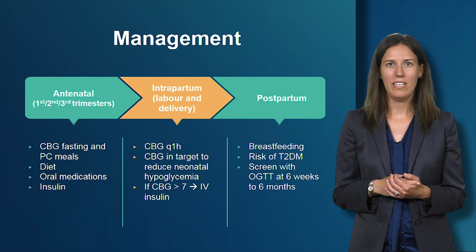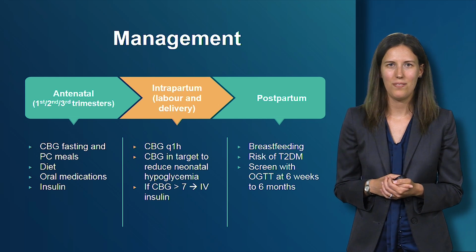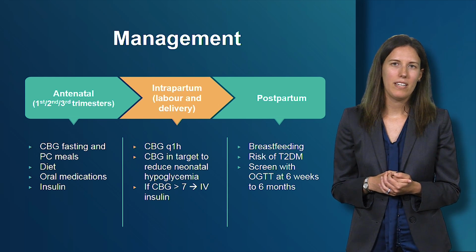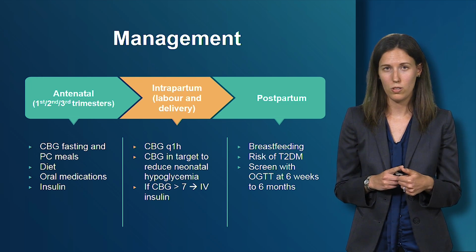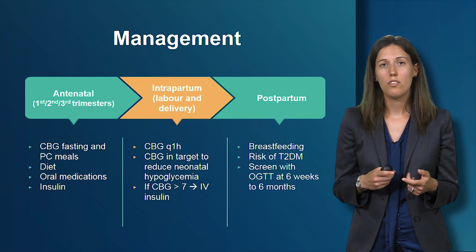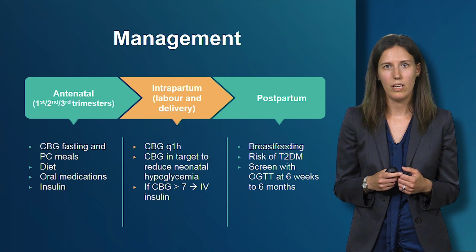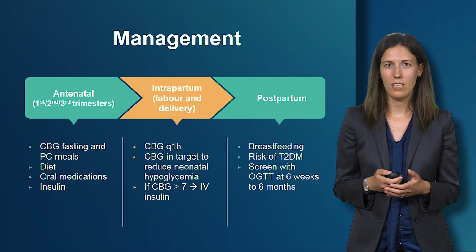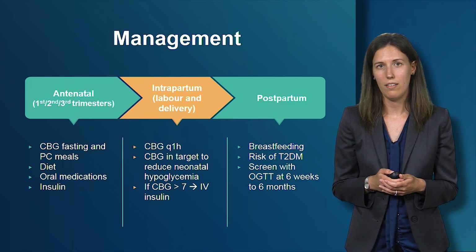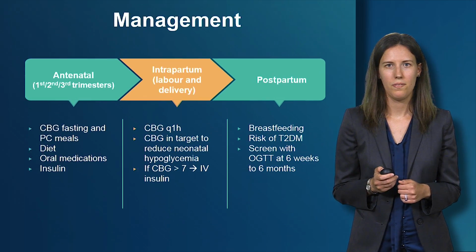Next, we're going to talk about the intrapartum management of gestational diabetes, in labor and delivery. The key management principles for this phase of pregnancy include capillary blood glucose monitoring every hour, to target the blood sugar within 4 to 7 to reduce the risk of neonatal hypoglycemia. And if the blood sugar is consistently above 7, to then start IV insulin to reduce the risk of neonatal hypoglycemia.